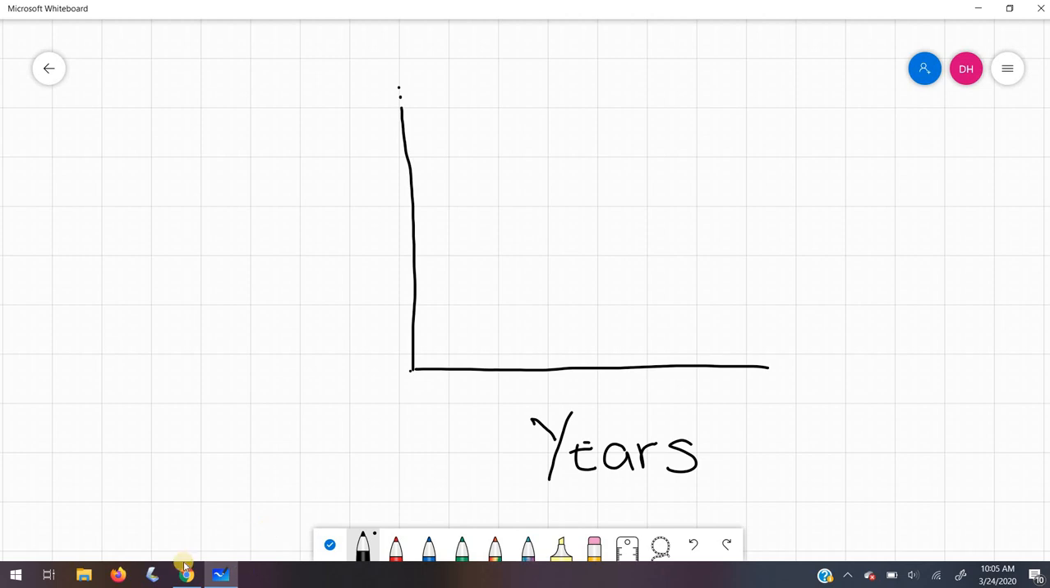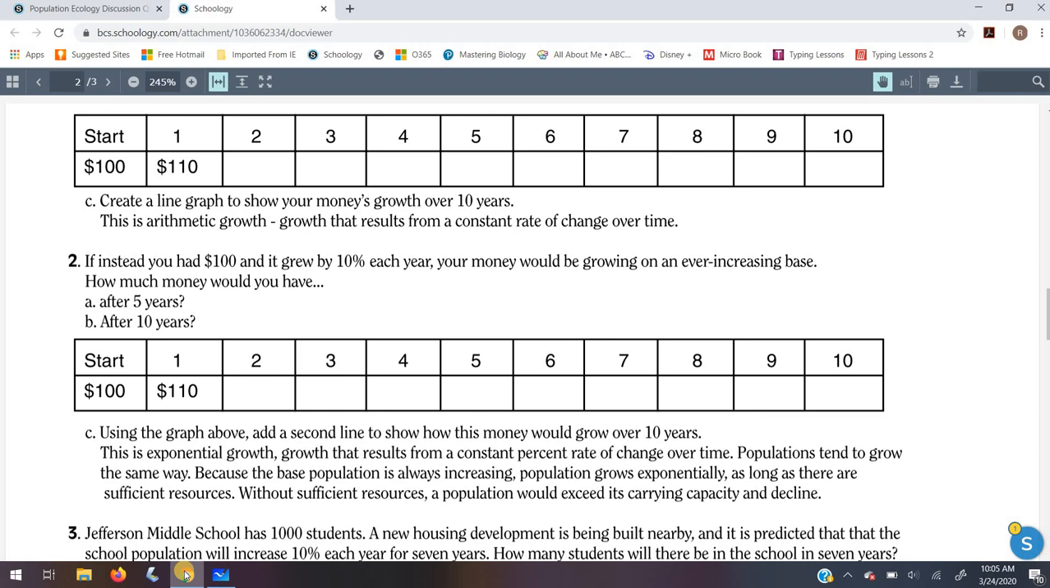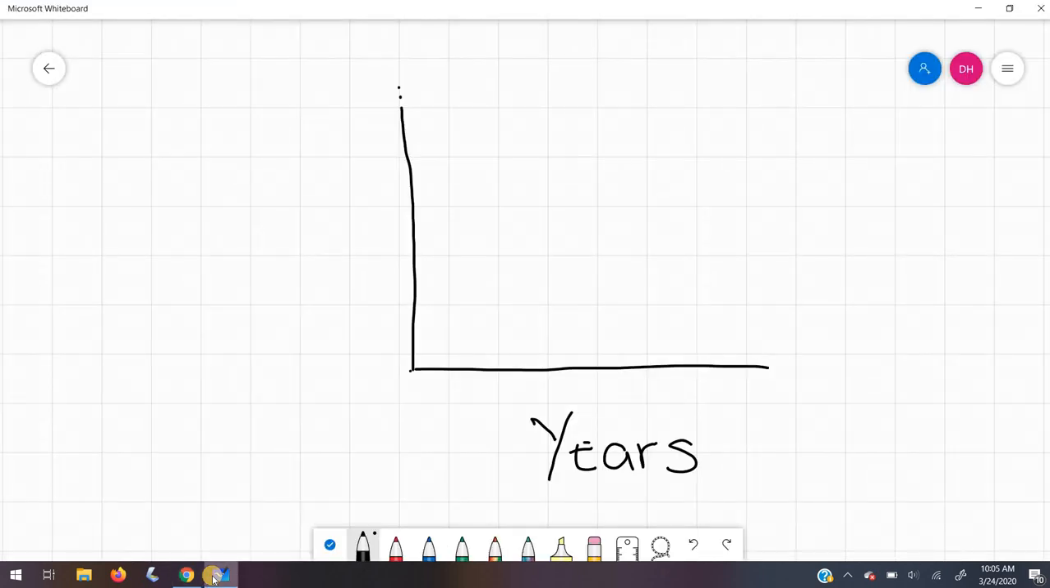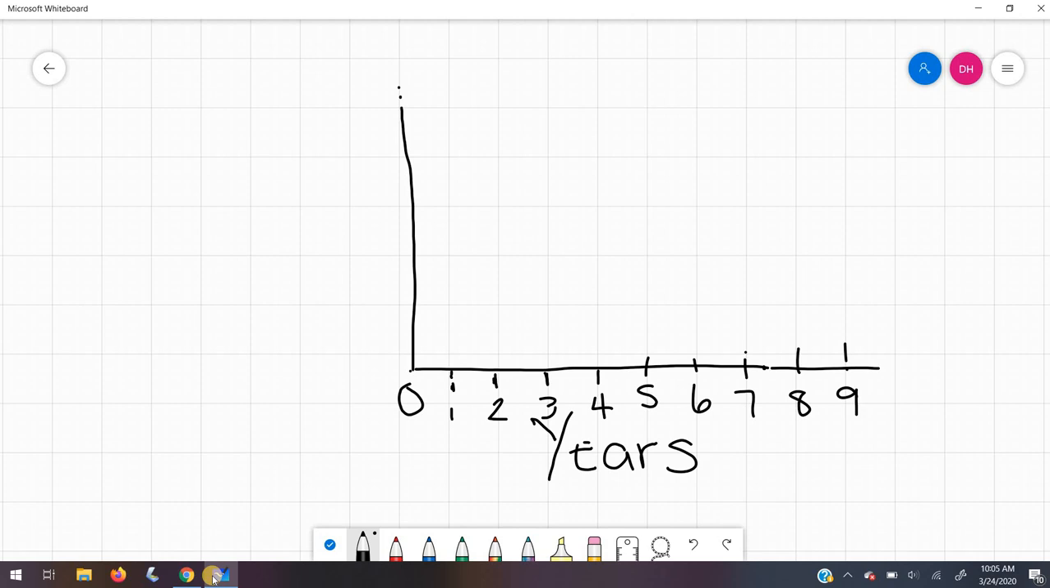So this was, let me go back and check the data. We start at year 0, and after 1 year, 2 years, all the way up to 10 years. So 0, 1, 2, all right, there's our years.